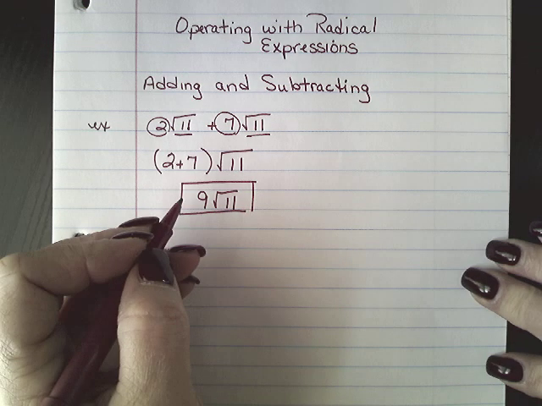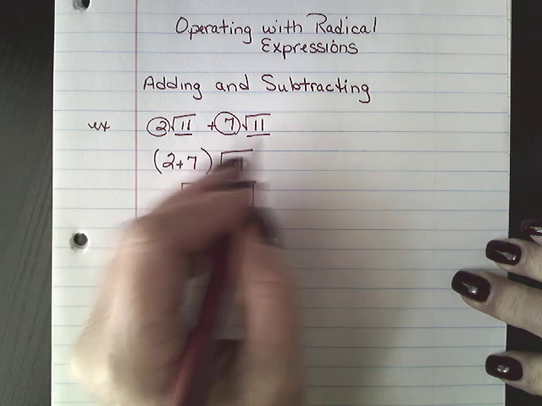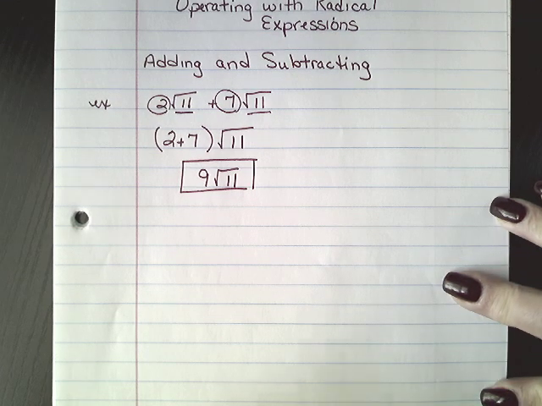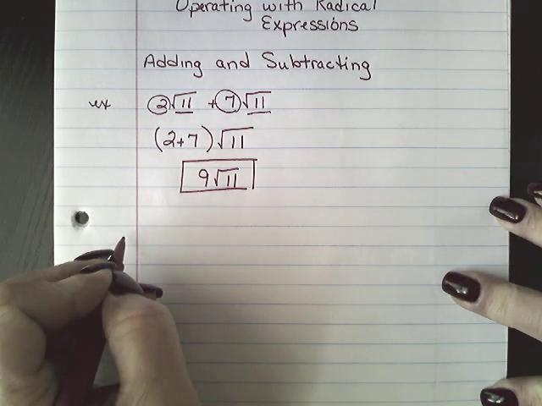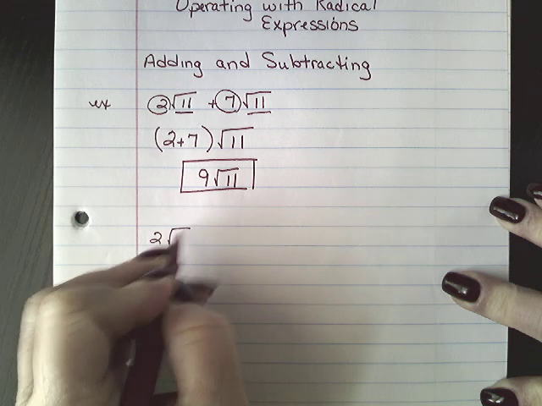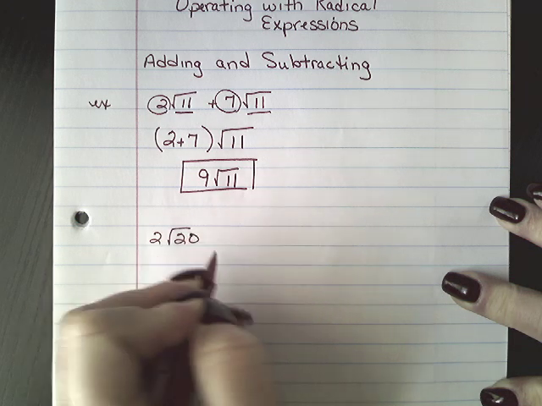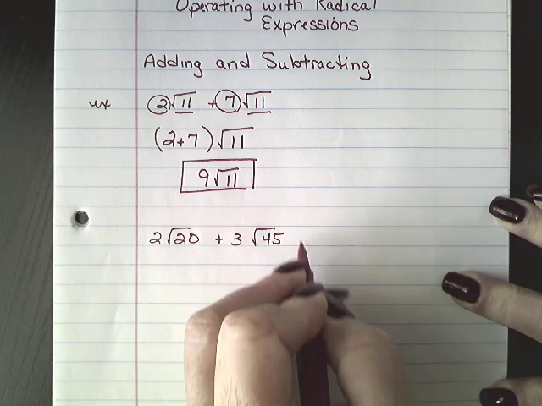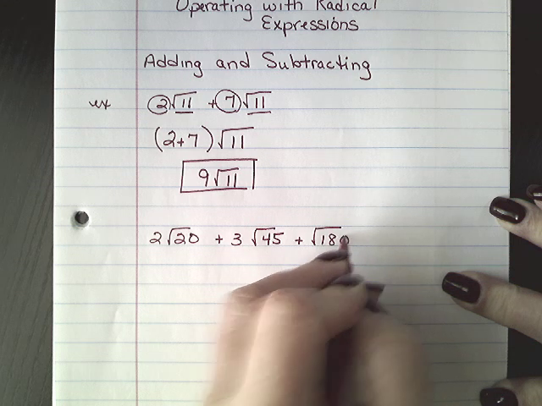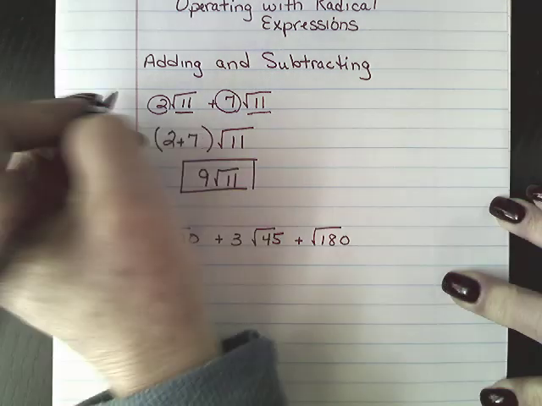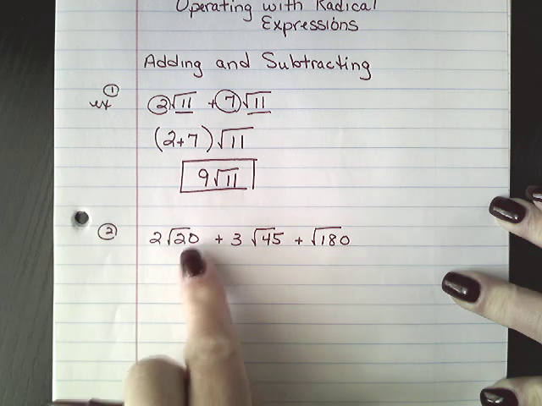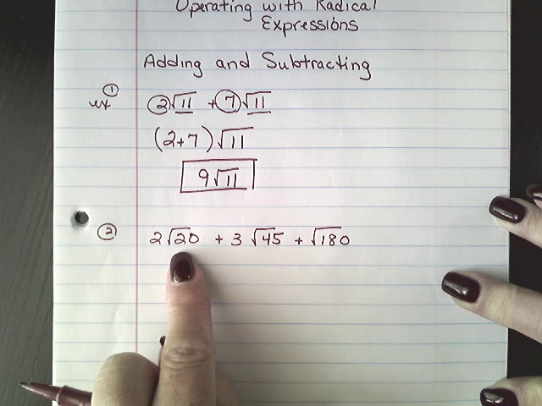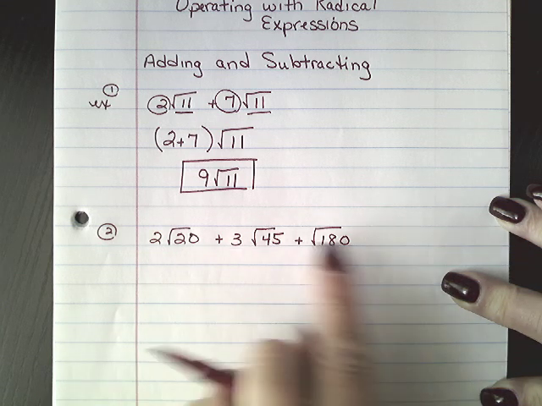Okay, now what if the square root is not the same? How would we simplify in order to combine common radicals? So if we have 2 square root of 20 plus 3 square root of 45 plus the square root of 180. Okay, well, we don't have any common square root right now. But if we simplified each one of these, we would probably be able to combine some terms that would be alike.